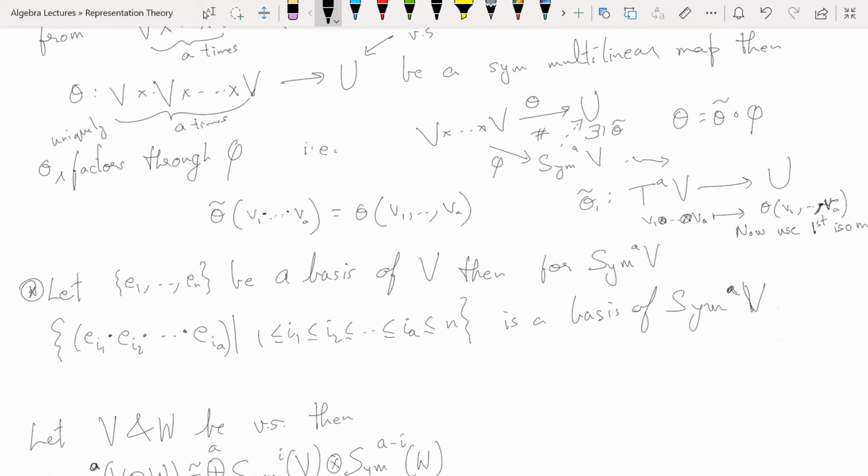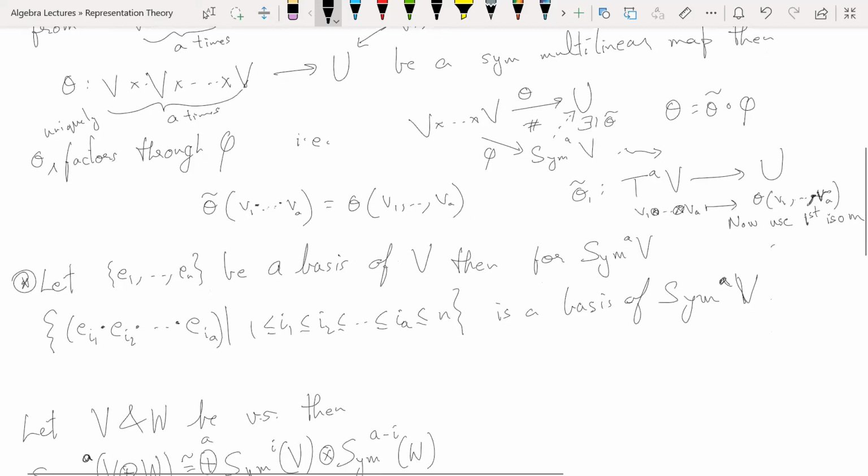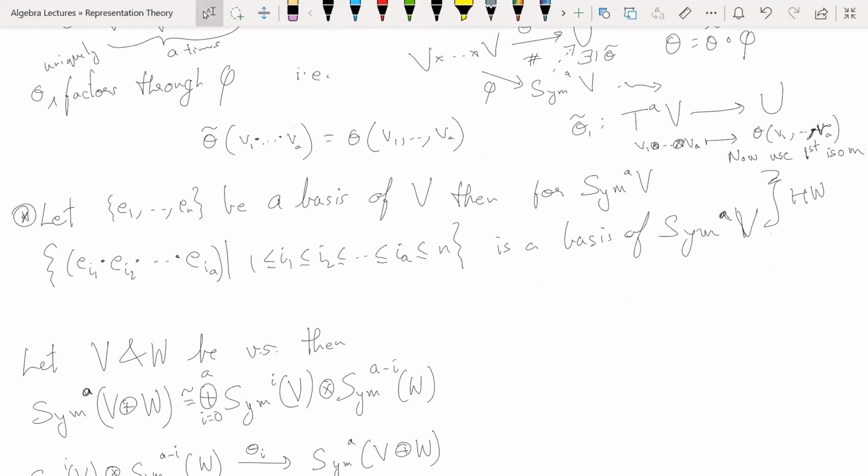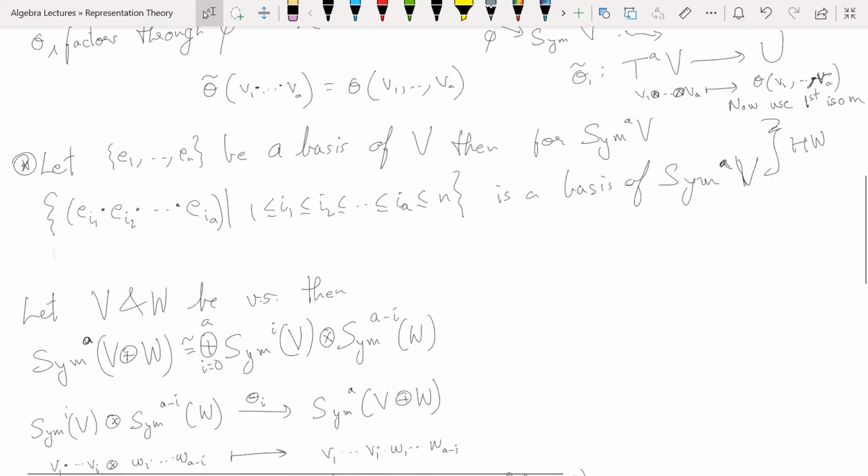Maybe I'll assign this as a homework problem. It's not difficult. This will certainly generate Sym^A V. You have to show that it's linearly independent, so maybe you just try to show it's linearly independent.